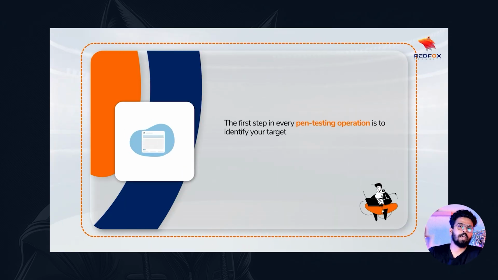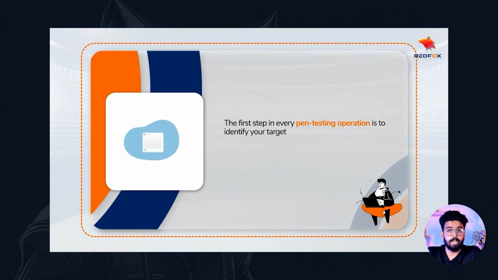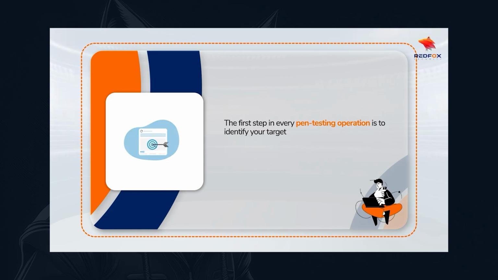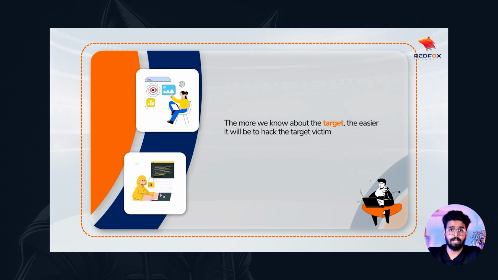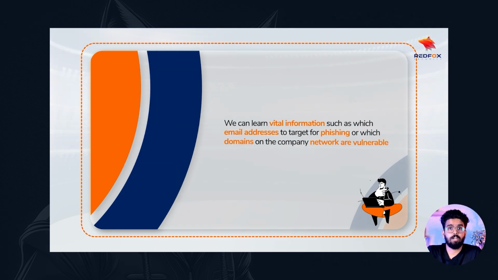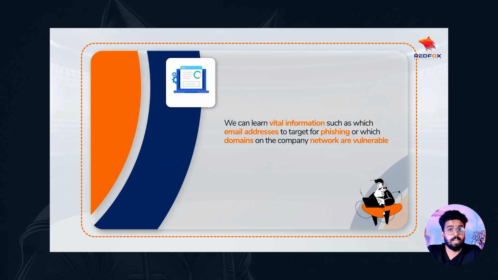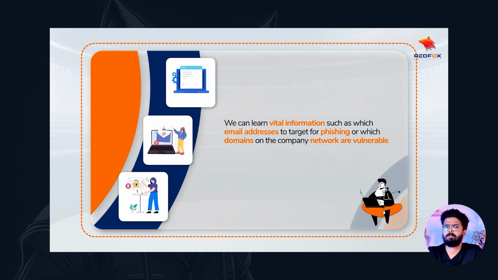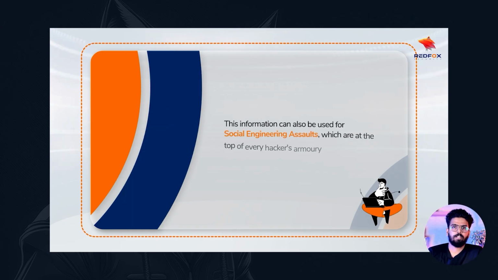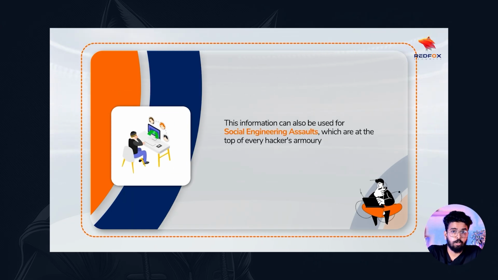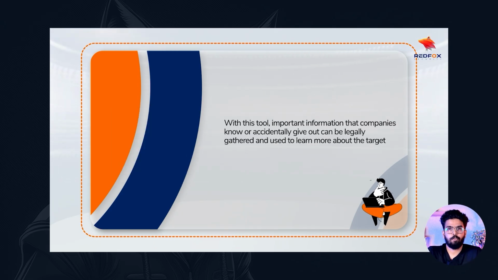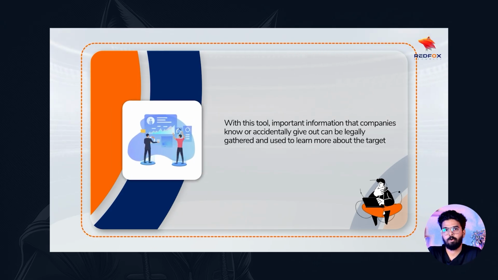The first step in every pen testing operation is to identify your target. The more we know about the target, the easier it will be to hack the target victim. We can learn vital information such as which email addresses to target for phishing or which domains on the company network are vulnerable. The information can also be used for social engineering assaults, which are at the top of every hacker's armory. With this tool, important information that companies know or accidentally give out can be legally gathered and used to learn more about the target.